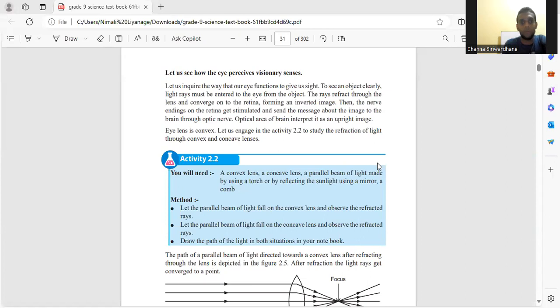Right. Now here is our starting point. Let us see how the eye perceives visionary scenes. Let us inquire the way that our eye functions to give us sight.